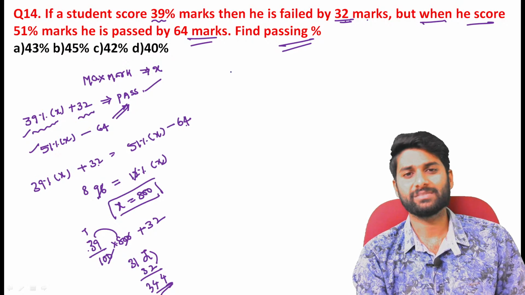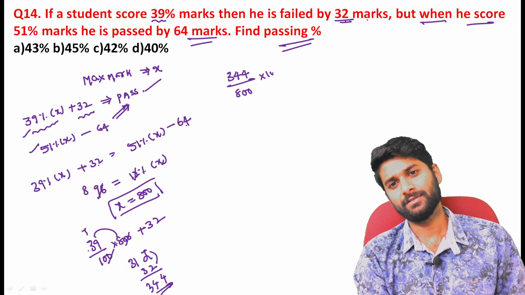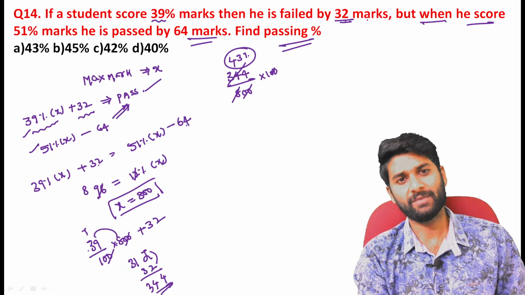Now, pass percentage means 344 by 800 into 100. Just cancel. So, 8 ones are 8. 8 fours are 32. 8 threes are 24. Now, the pass percentage becomes 43.